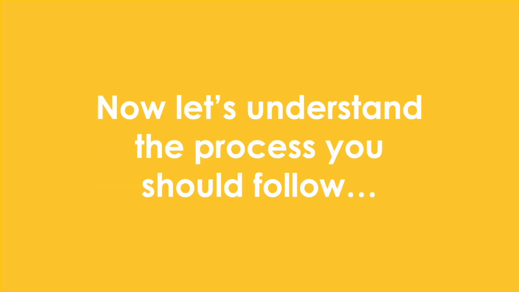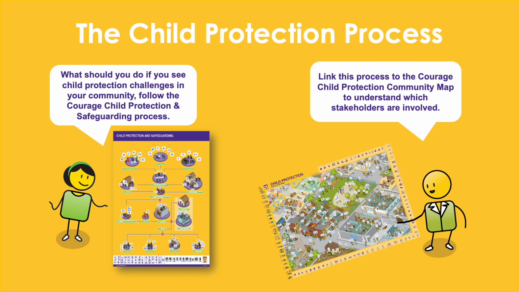Now let's understand the process you should follow. Your child protection and safeguarding process will be set out by your country's Children's Act and should detail the different steps you should take if you have seen or have knowledge of a child or children who are being abused, neglected, or exploited. Whilst following the process, try to identify the different stakeholders on the Courage community map so that you can connect the formal process to real people and places in your community.